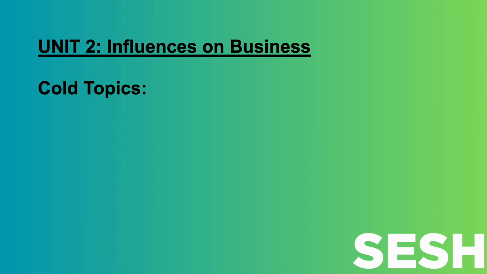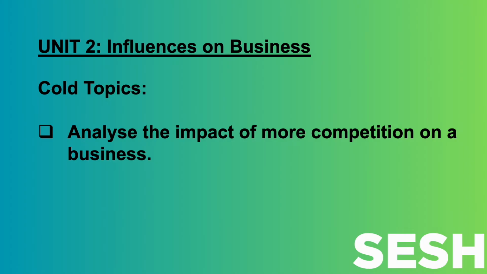Cold topics for Unit 2. Well, the main cold topic for Unit 2 is analysing the impact of more competition on a business. So the theoretical impact of more competition on a business is likely as so. Its market share may fall. It may reduce prices. It may need to innovate more. It may need to advertise more. It may need to become more operationally efficient. Maybe it introduces lean. Maybe it introduces just in time. It may need to improve quality levels. It may need to improve its customer service.